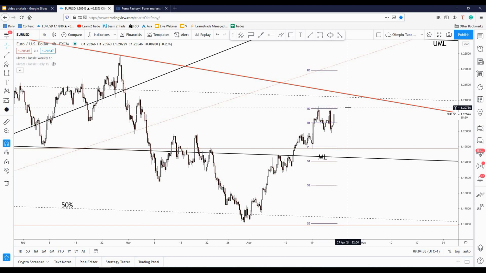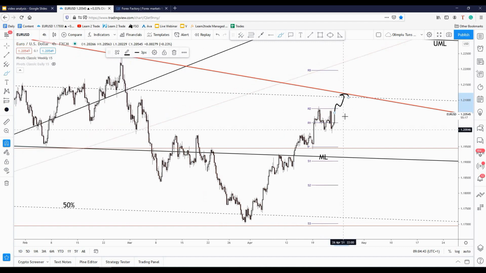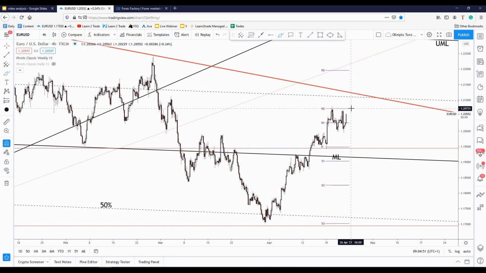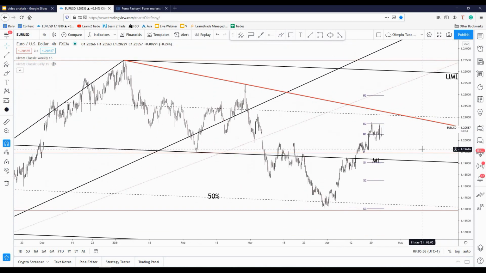1.2073. So this one here is seen and represents an important static resistance in the short term, and only a valid breakout above it could indicate a further increase towards this one, towards the downtrend line. Okay, and a valid breakout above the R2, a new higher high, will signal that euro versus US dollar will continue to increase in the short term towards new upside targets and obstacles.